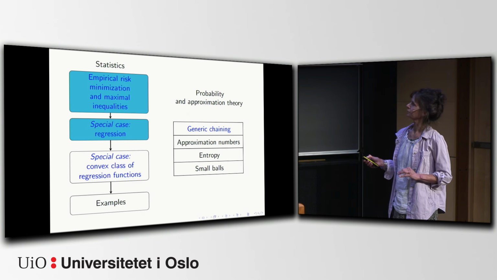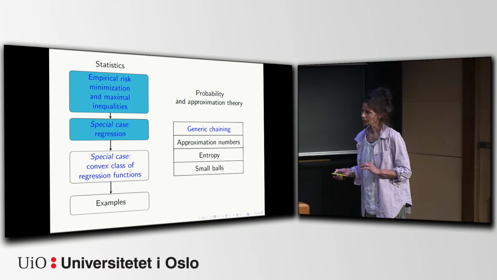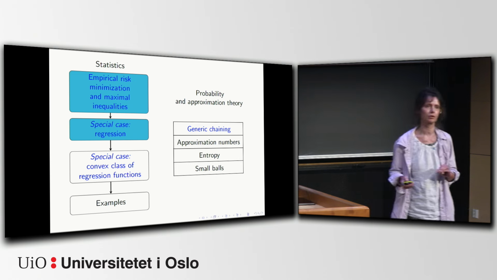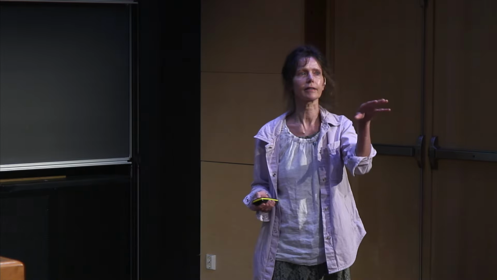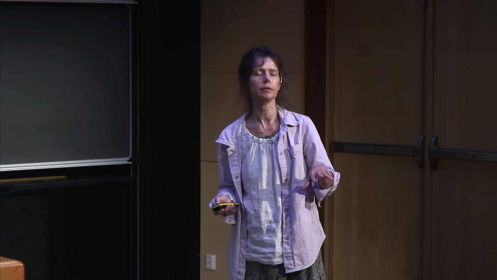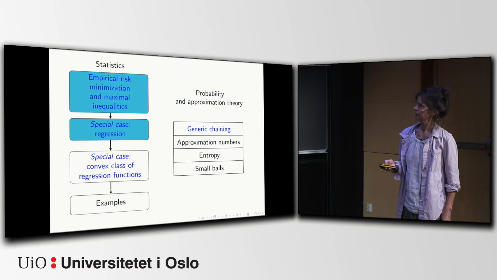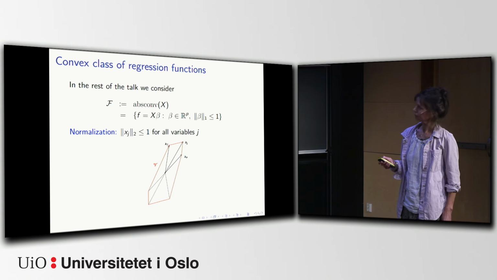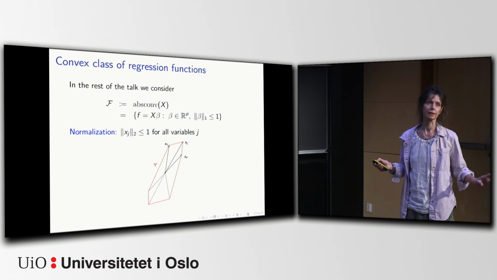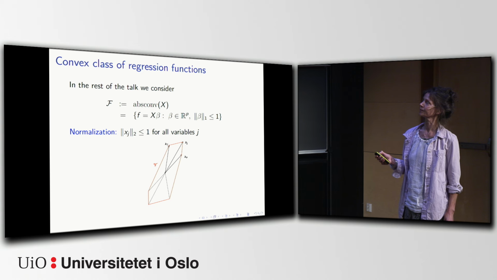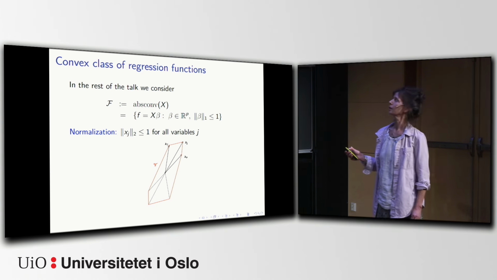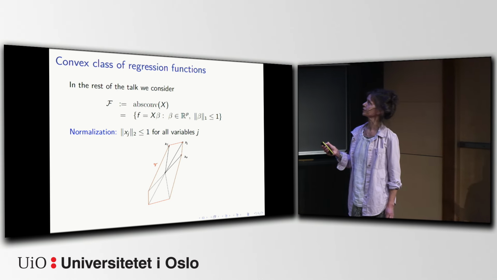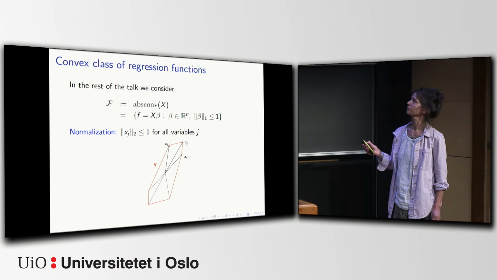Okay, I'm going to move on to another special case, a convex class of regression functions, just because there I can use this other dual norm inequality and see what happens. So that's going to be the case in the rest of the talk. So the class of regression functions is going to be, again, the linear one, but now with this restriction that the L1 norm is bounded by 1.